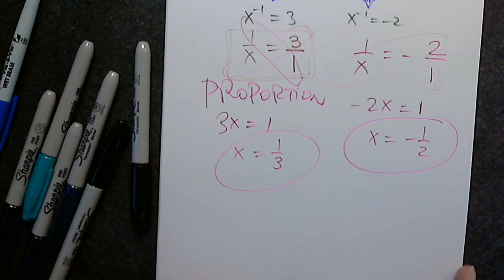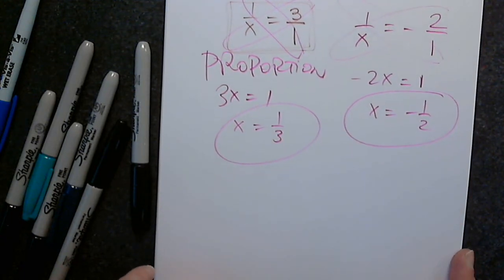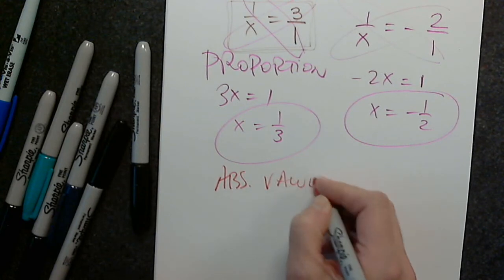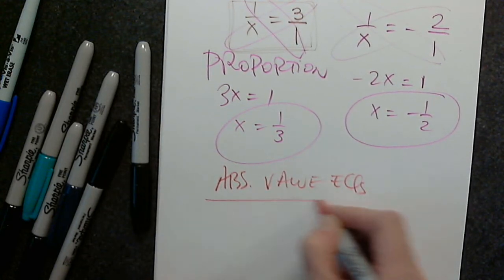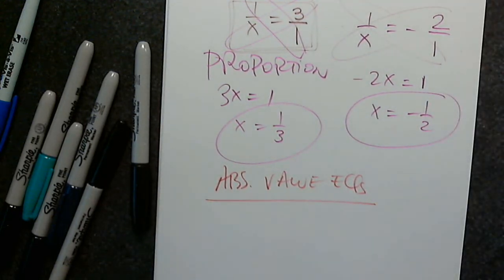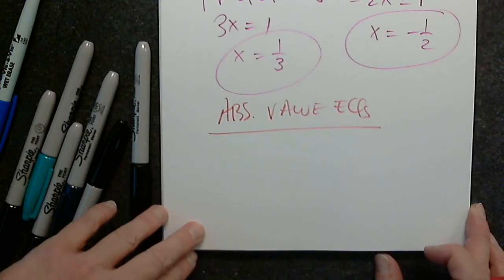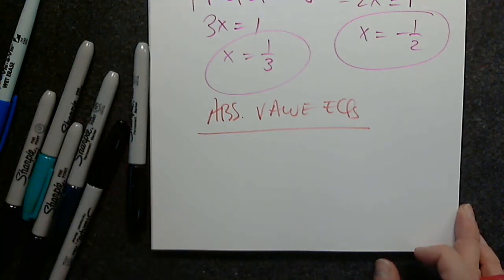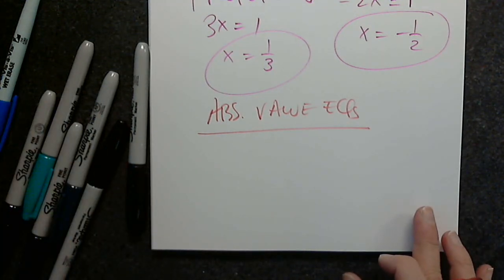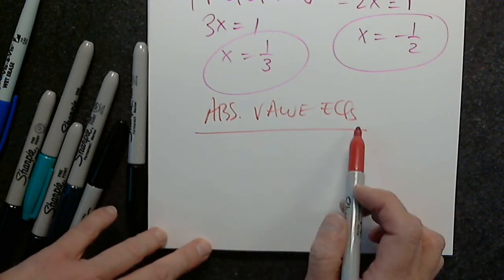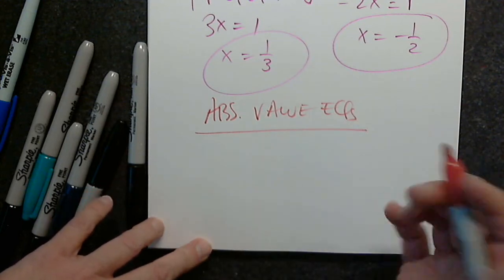Last type of equation, are we ready for that? Yes? Absolute value equations. Absolute value equations are not linear equations. So let's start with, no, 1.7 is inequalities. Not yet. Absolute value equations, let's start with a very simple example.